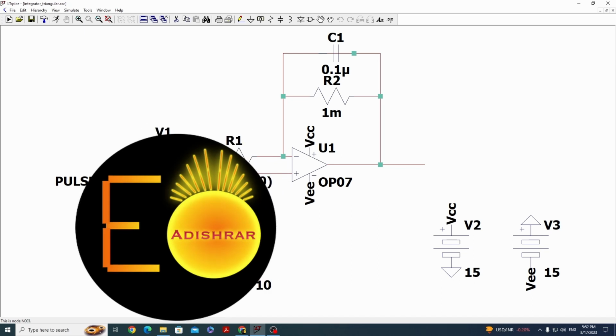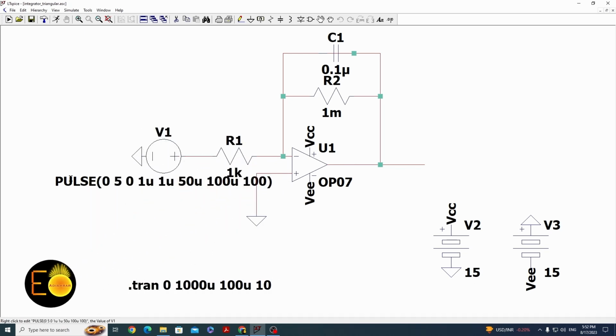This is the circuit of an integrator where the source is generating a pulse having a lower value of 0 and a higher value of 5 volt, and it is integrating a square wave. The output should be given as a triangular wave. So let's see what the output is.